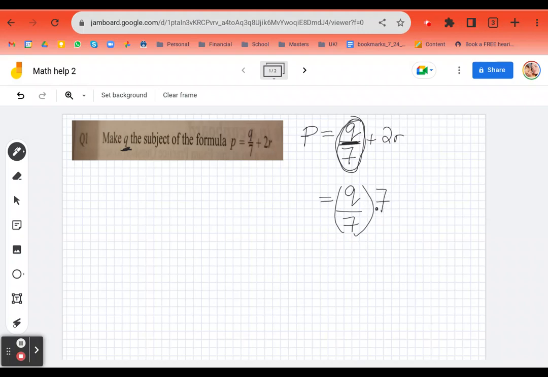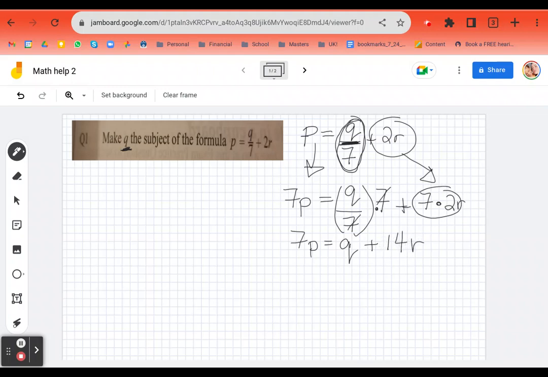But remember, whatever I do to one term, I have to do to the others. So I'm going to multiply this term by 7, and I'm going to multiply this term by 7. So now, here's my new formula. I get to get rid of these 7s. So I have 7P equals Q plus 14R.